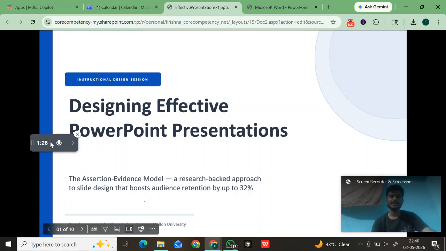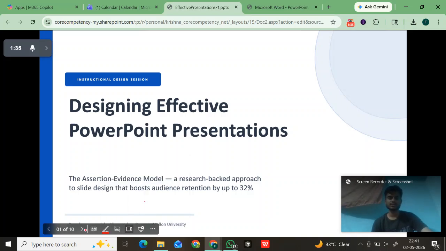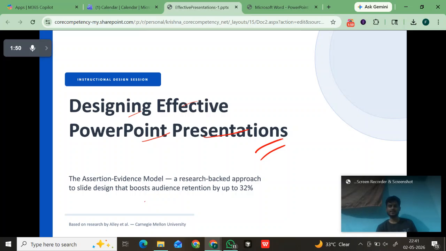So today's agenda is learning how to visualize PowerPoint slides, right? Whatever text we have. This slide has a clear message like designing effective PowerPoint presentations. How do we design a presentation that is effective, that solves the purpose, right? So we have some research-based analogy here. So let's move to the presentation.